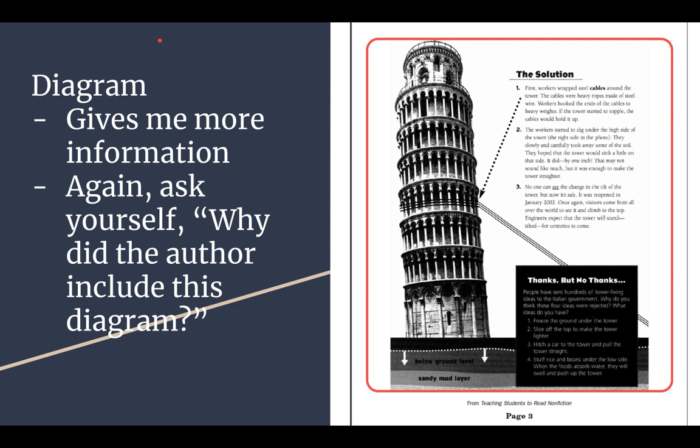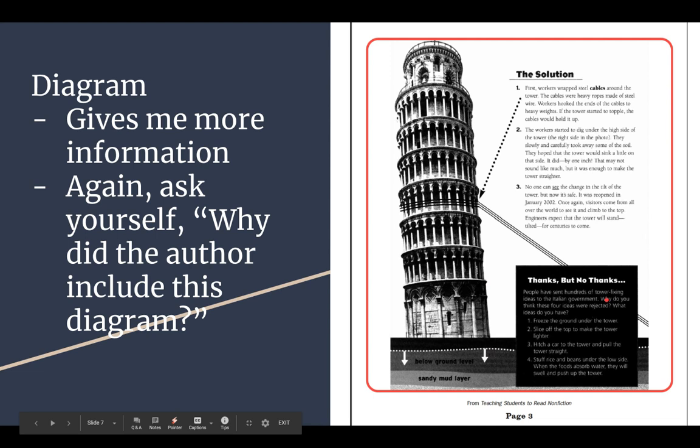Diagrams also give me more information. Diagrams are going to be down here. We have the little different layers of the earth down here. And I'm asking myself, why did the author choose to include this diagram? So this is showing me the levels underneath my ground. Over here, my text box. People have sent hundreds of tower fixing ideas to the Italian government. Why do you think these four ideas were rejected, and what ideas do you have? So this is giving me different ideas, and I can see the ground levels and how those relate to the ideas.